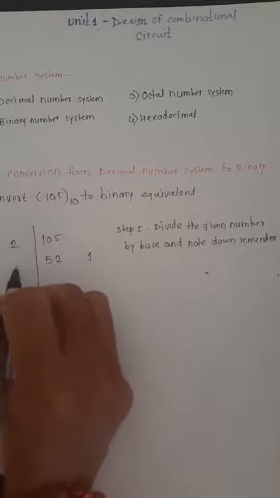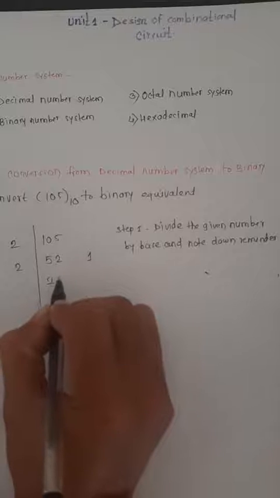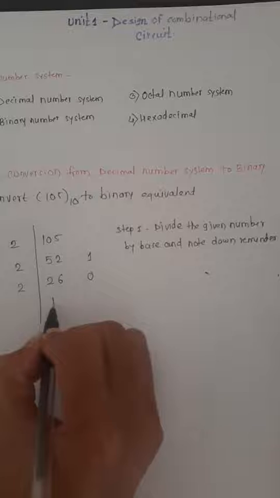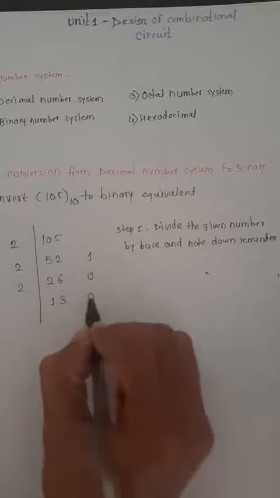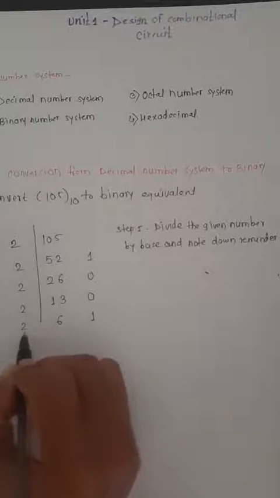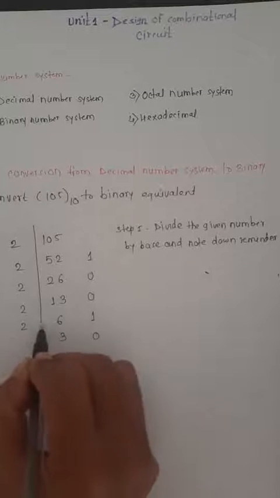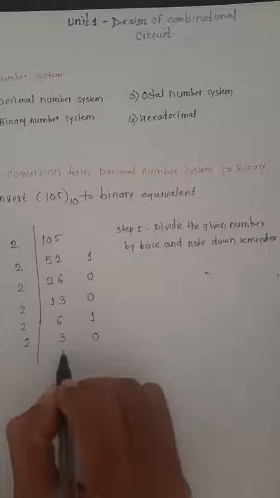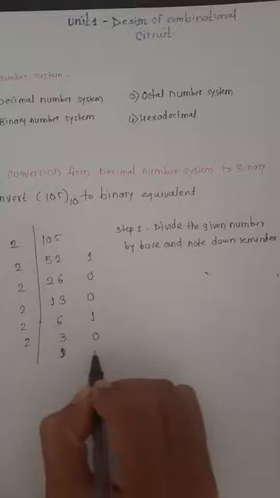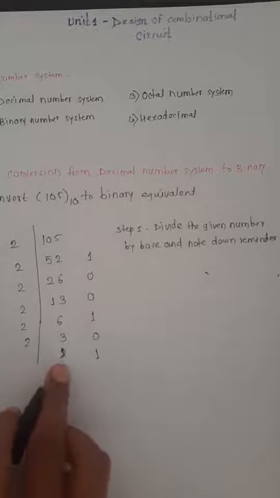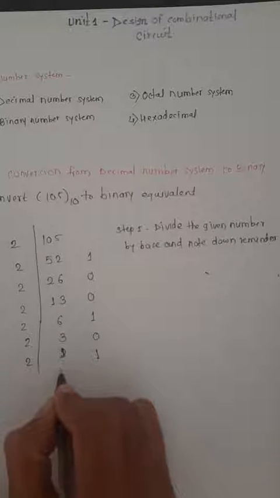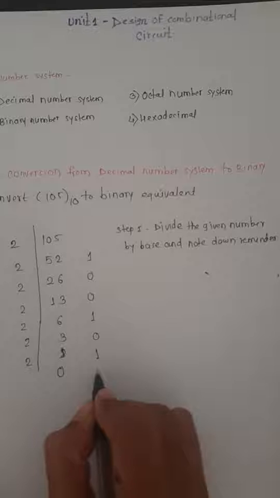Now next, 2 2s are 4, 2 6s are 12, remainder is 0. After that, 2 1s are 2, 2 3s are 6, remainder is 0. 2 6s are 12, remainder is 1. 2 3s are 6, remainder is 0. 2 1s are 2, remainder is 1. Here 1 is not divisible by 2, so quotient will be 0 and remainder will be 1.